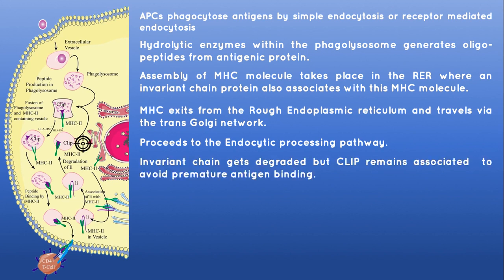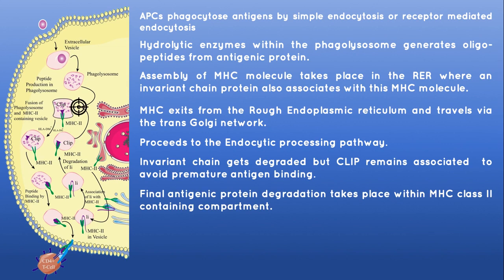The invariant chain gets degraded while moving from early to late endosomes. However, a short fragment termed CLIP, or class 2 associated invariant chain peptide, remains bound to the molecule, preventing premature binding of antigenic peptide. The final antigenic protein degradation and peptide loading occurs within the MHC class II containing compartment, a unique form of endosome found only in antigen-presenting cells.